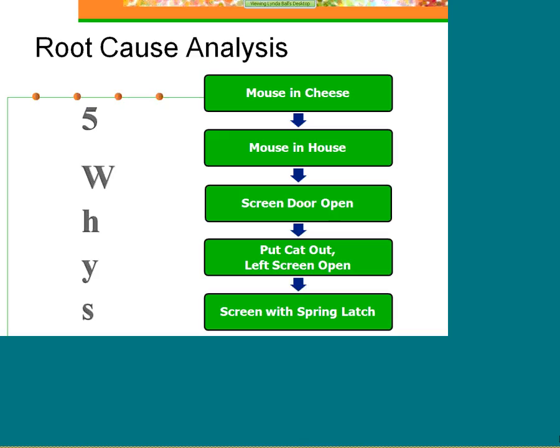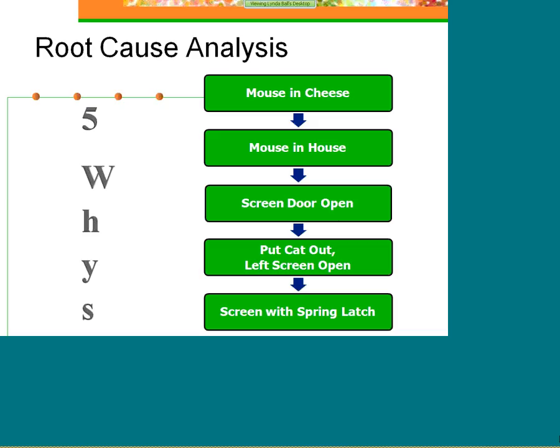So you have to say, why is there a mouse in the cheese? Well, because there's a mouse in the house. Why is there a mouse in the house? Because the screen door is open. Why is the screen door open? Because somebody put the cat out and they left the door open. Why did they leave the door open? Well, sometimes it's hard to train somebody to close a door, right? So what you do is you put one of those spring latches on the screen so that every time the door opens, it will automatically close. And when we get the door to close every time, then we don't have mice coming into the house through the door, and we won't have mice in our cheese.